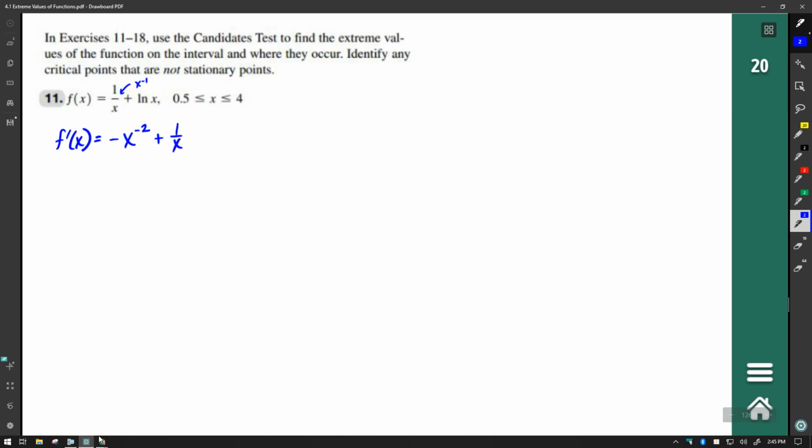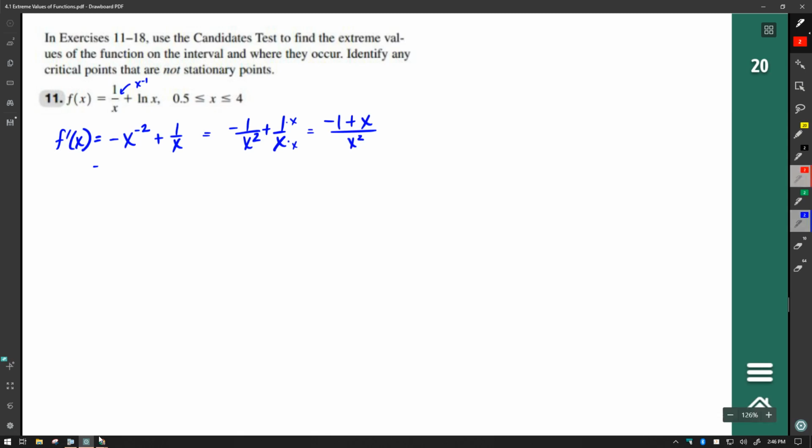And now we want to find out if this is either equal to 0 or if it's undefined, anywhere between 1/2 and 4. So I'm going to rewrite this a little bit so that I can do some algebra here. I think I can rewrite this as -1 over x squared plus 1 over x. And then a common denominator between these two fractions would be x squared. So that means we want to multiply by x here and by x there. We have -1 plus x in the numerator, and we have x squared in the denominator.